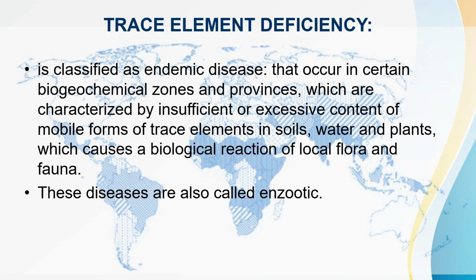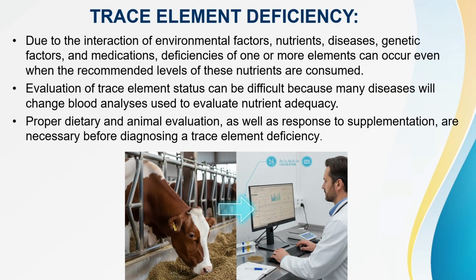Why are we talking not only about insufficient but also excessive content? Because trace elements have antagonists. With an excess of antagonists, a secondary deficiency can also occur. Due to the interaction of environmental factors, nutrients, diseases, genetic factors, and medications, deficiency of one or more elements can occur even when the recommended levels of these nutrients are consumed.